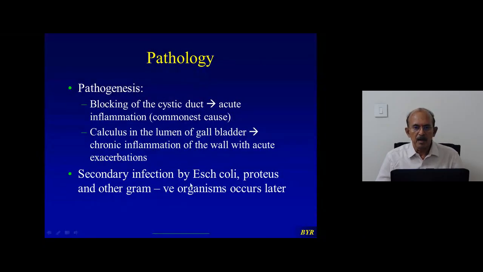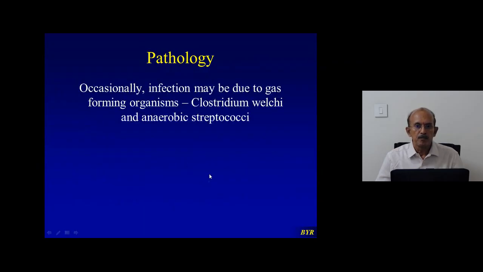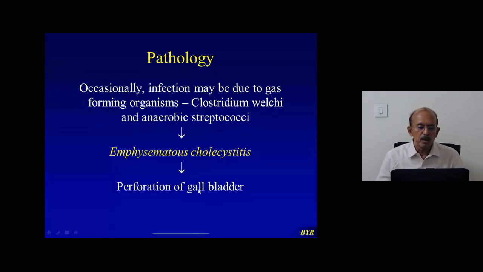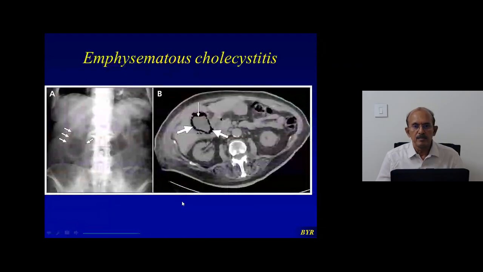Secondary infection by Escherichia coli, Proteus, and other gram-negative organisms occurs later. Occasionally, infection may be due to gas-forming organisms, that is Clostridium welchii and anaerobic streptococci. This can lead to emphysematous cholecystitis, that means cholecystitis with gas in the wall of the gallbladder. This may lead to an early perforation. So if you take an X-ray for such a patient, you can see the gallbladder is having gas. That's why it's showing as a black shadow here.